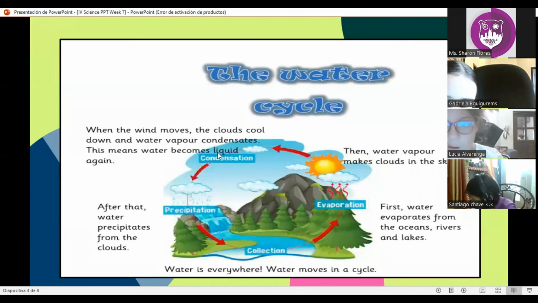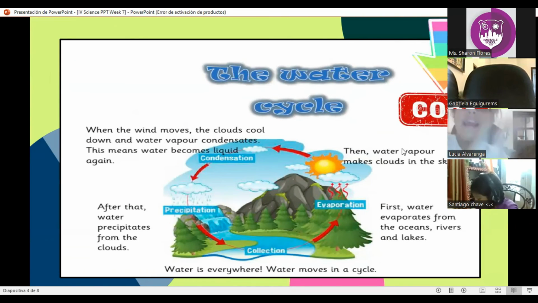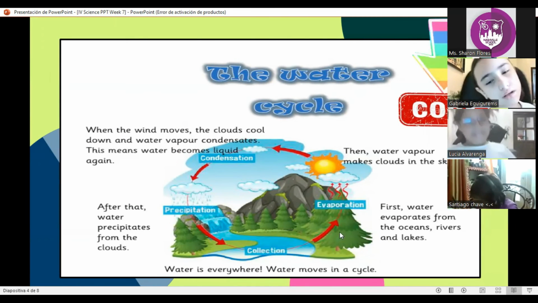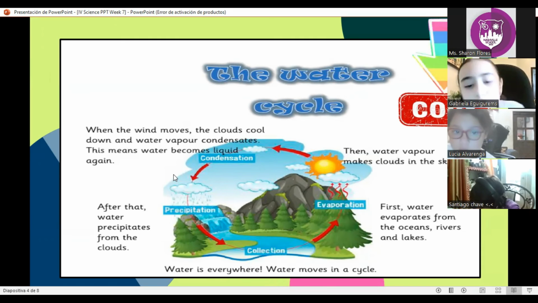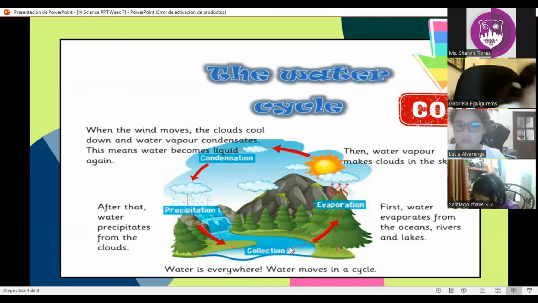Let's see. Now, we're going to copy this. We're going to watch the video, but later. We're going to draw the water cycle. So, draw the water cycle and write the information that is here. That's why I was telling you that you have to write the information. Yes, copy the information, draw this, use colors, markers.